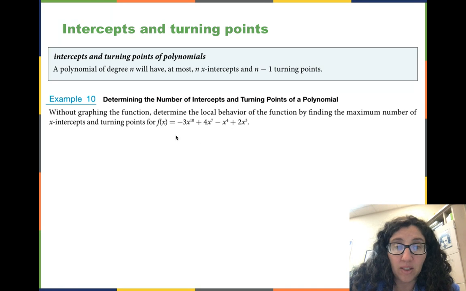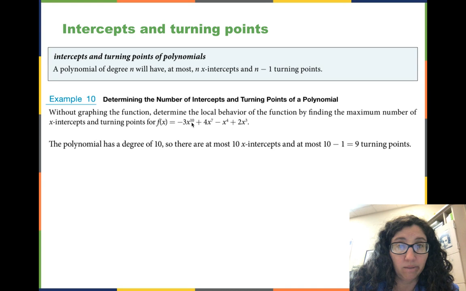Okay, so without graphing this, we've got a 10th degree polynomial. Find the maximum number of x-intercepts and turning points. Okay, so it can have at most 10 x-intercepts and 9 turning points, right? That's all there is to it. You look at this number, 10 x-intercepts, 1 less, 9 turning points.